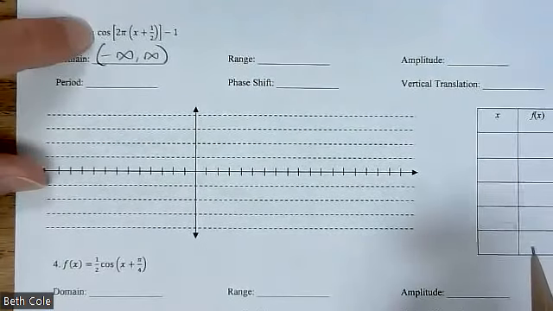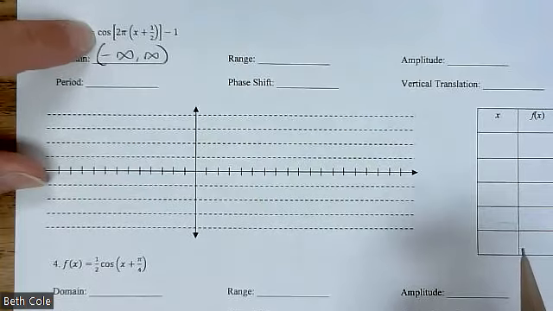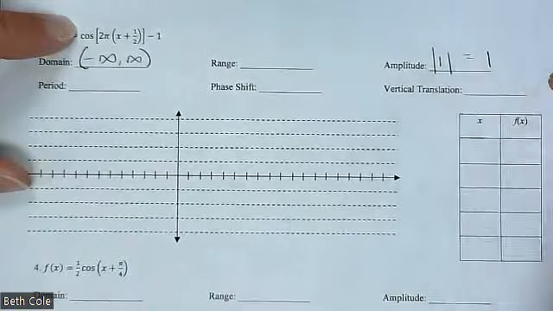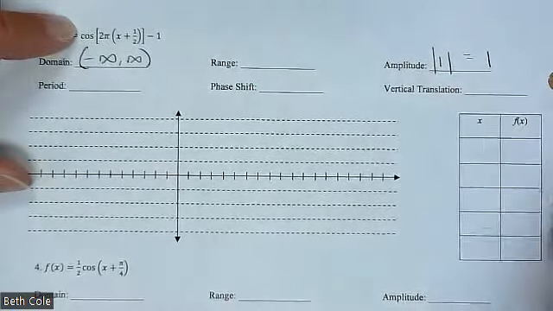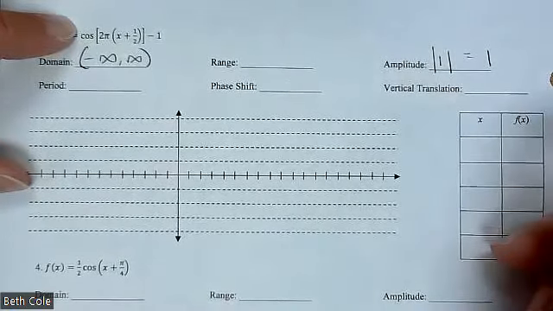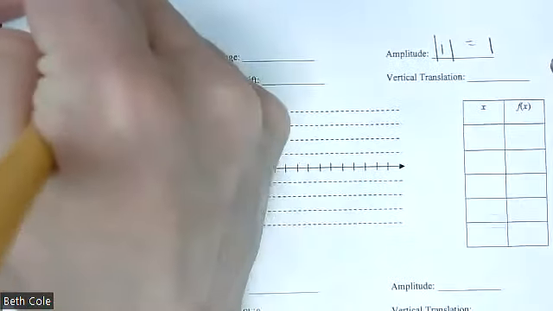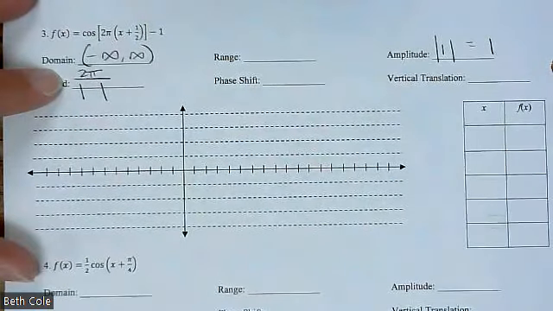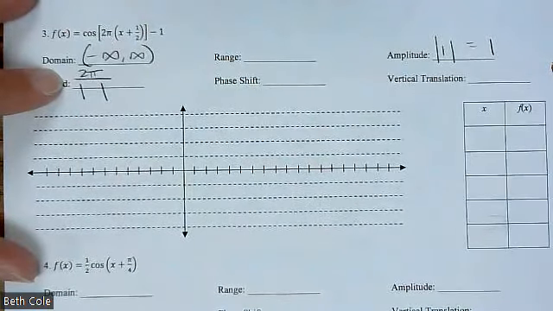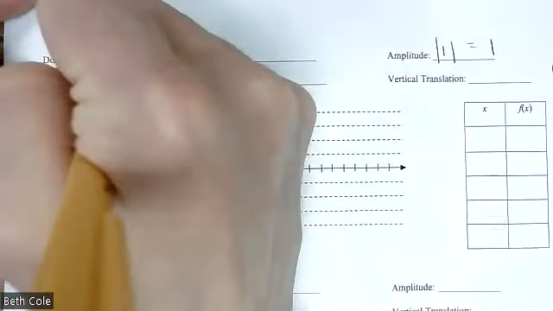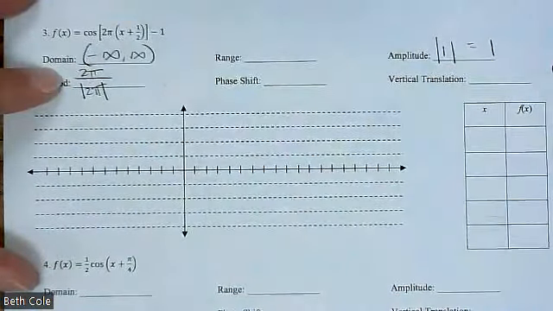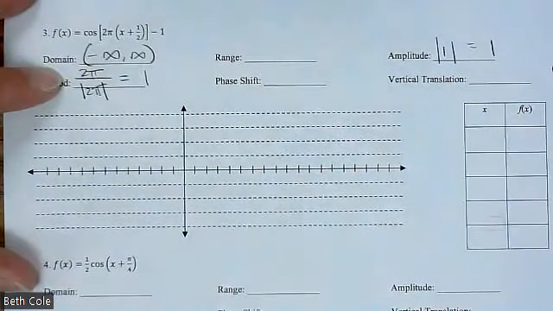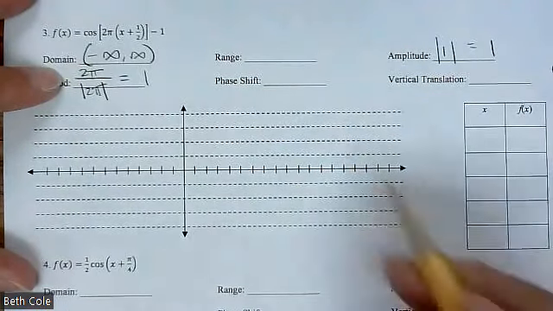Amplitude. What's in front of the cosine? A 1. So the absolute value of 1, which is 1. Period. It's 2 pi over the absolute value of whatever's in front of the x. So what's in front of the x for this? 2 pi. Oh my gosh, what's going to happen with that? They cancel and you just get 1. Uno.